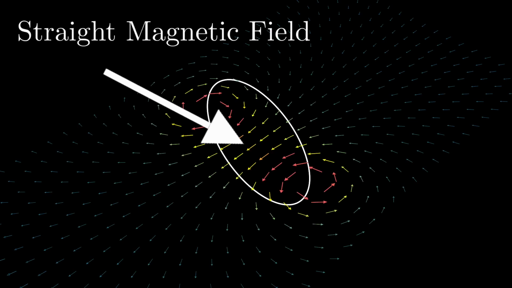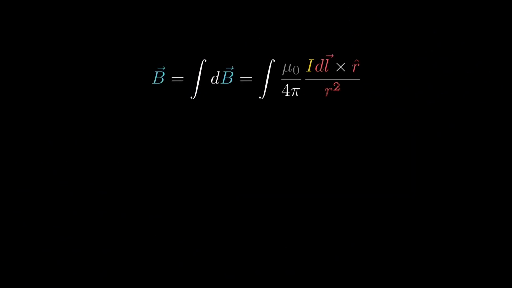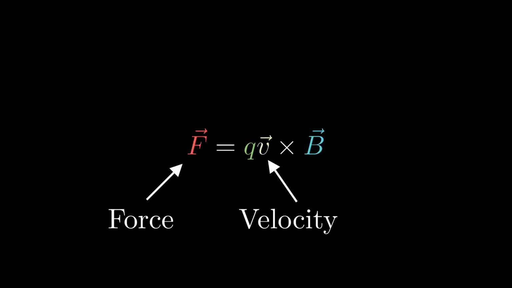Putting it all together, to get the magnetic field of some running current, you add up the current times a small bit of length crossed with the radius, divided by the radius squared. In other words, moving charges create curling magnetic fields. Now here's the weird thing. Magnetic fields also move charges. Specifically, the force on a charge from a magnetic field is equal to QV cross B.